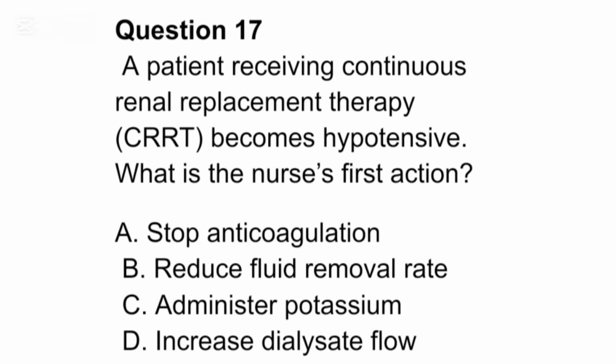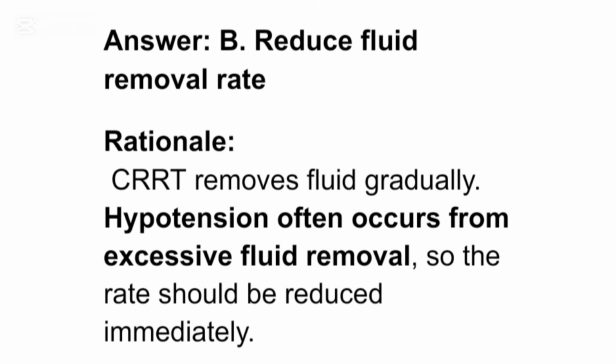Question 17. A patient receiving continuous renal replacement therapy, CRRT, becomes hypotensive. What is the nurse's first action? A. Stop anticoagulation. B. Reduce fluid removal rate. C. Administer potassium. D. Increase dialysate flow. Answer is B. Reduce fluid removal rate. Rationale: CRRT removes fluid gradually. Hypotension often occurs from excessive fluid removal, so the rate should be reduced immediately.